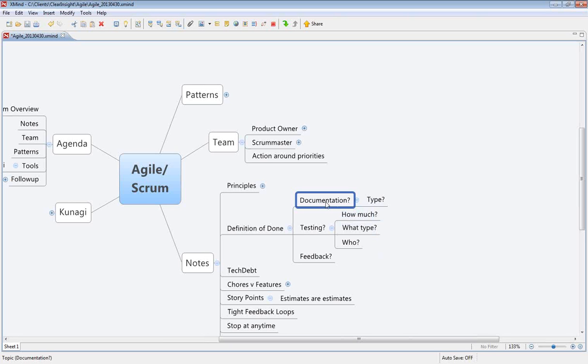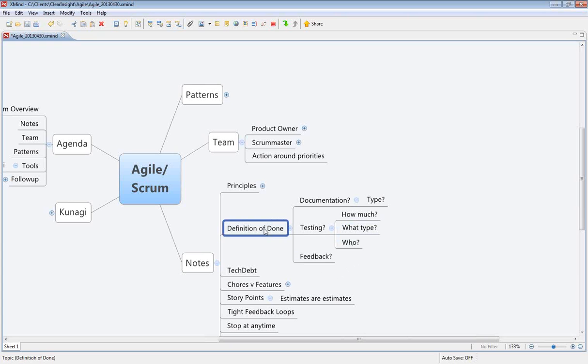Maybe you expect documentation to be done. You expect the testing to be done. You have a certain type of documentation you expect to be done by a particular person. And maybe you expect feedback to be given and that feedback to be incorporated before it really is done.